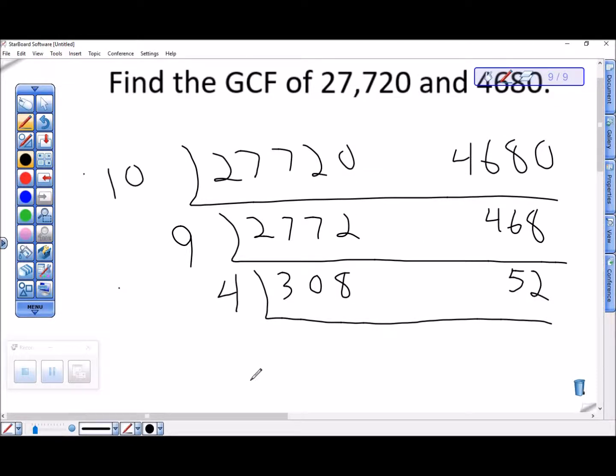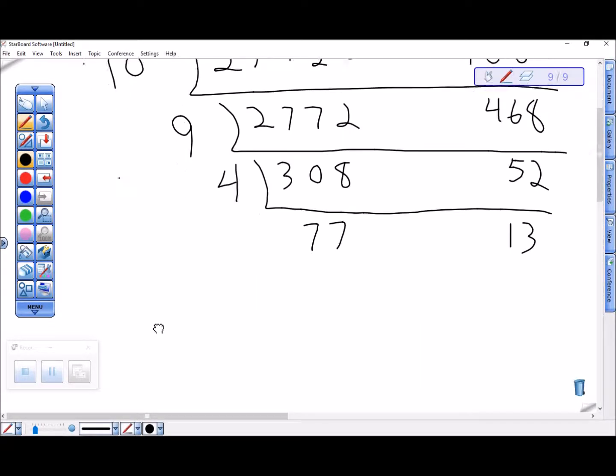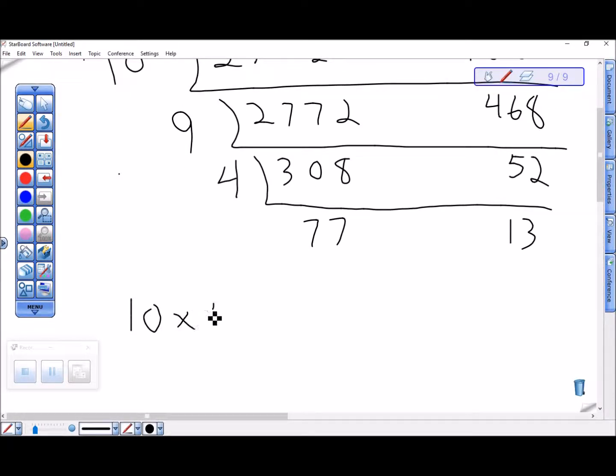308 divided by 4, let's see. 3 goes into 30 7 times for 28, and 7 times for 28 again. 4 goes into 52, 1 for 40, and then 3 more for 12. Okay, 13 is prime, 77 is 7 times 11, so I'm done. The greatest common factor of these two numbers is 10 times 9 times 4, which is 360.